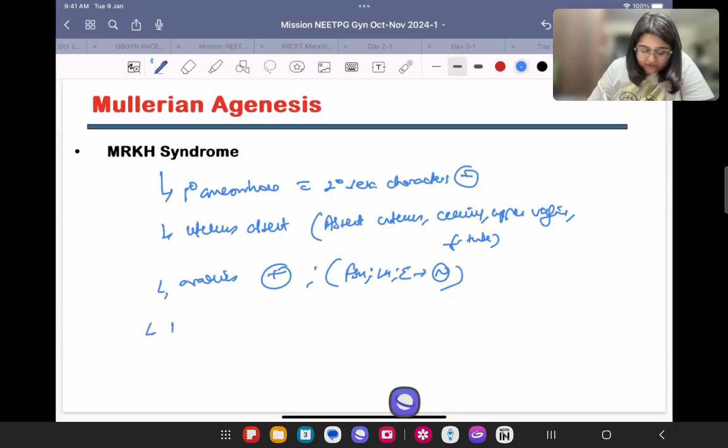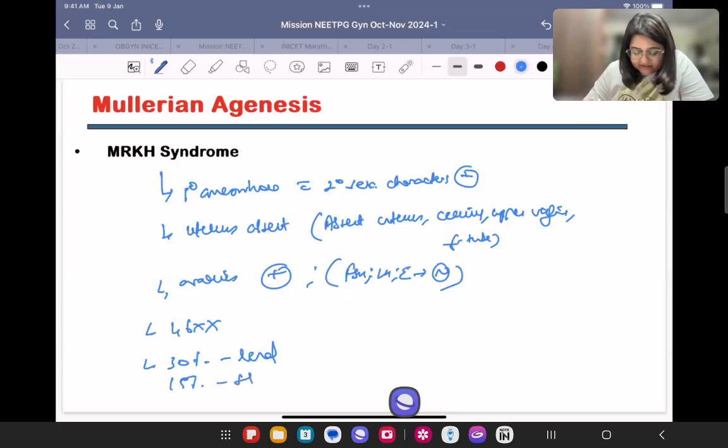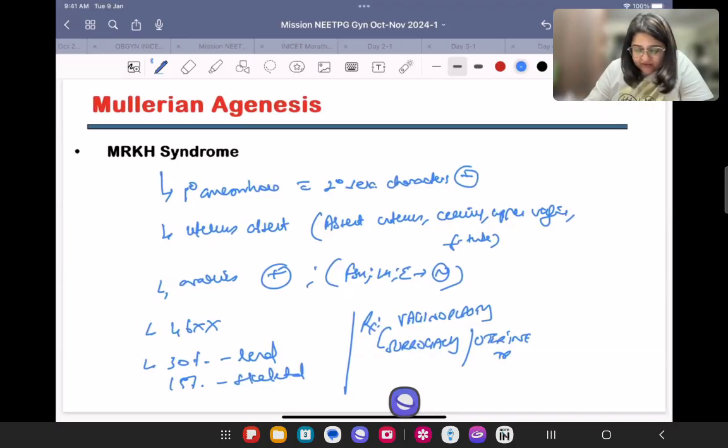What else should you know? The karyotype is 46XX. There's a 30% association with renal anomalies, so horseshoe kidney, double duplicate ureters. These are all very common. 15% with skeletal abnormalities. And importantly, the treatment. You should know that a vaginoplasty, surgical or non-surgical, may be required. Then for pregnancy, she requires surrogacy. This is the common way out. Otherwise, rarely, what has now begun to be done is uterine transplant.